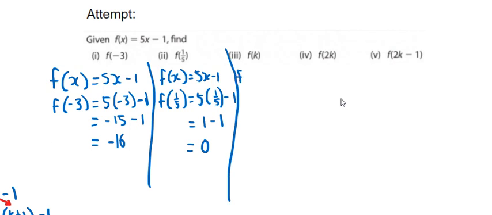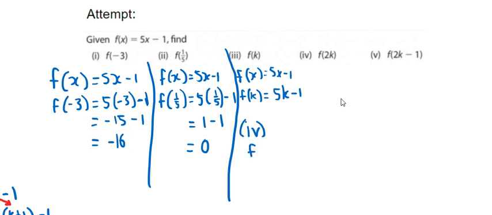Next one, f of x equals 5x minus 1, and they want us to find f of k. So f of k would just be 5k minus 1. So you're just putting a k in instead of the x, and then you can't go any further than that. It's just going to be 5k minus 1 for that one.